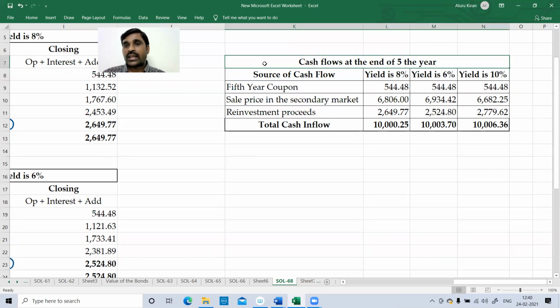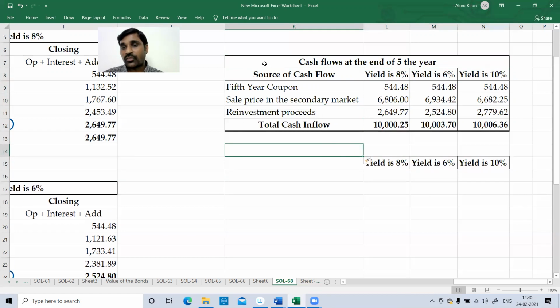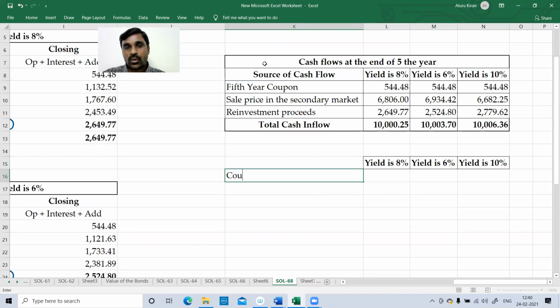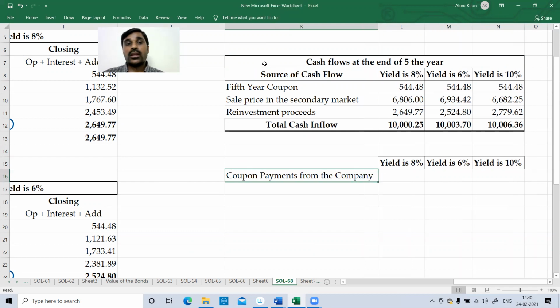Cash flows at the end of the 5th year. Now I'll do one more calculation, which is the source of income, not the cash flows. Income is an actual book concept; cash flow is cash based. Source of income: coupon payments from the company. What are the coupon payments from the company? Same 544.48 into 5 years, total 2,700.